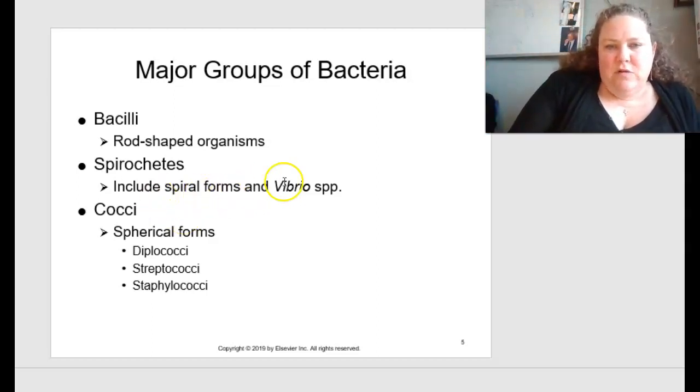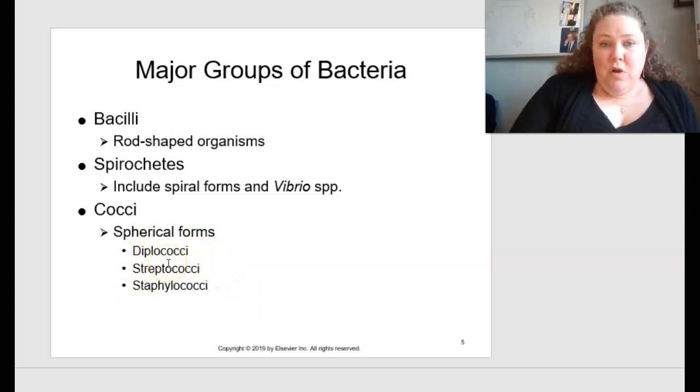But these include the spiral forms and vibrio. And then you have your cocci, and those are like the little round guys, and they are the spherical forms. You have a diplococci, streptococci, or staphylococci, right? So this would be like the ones that cause strep throat or staph infections, right?